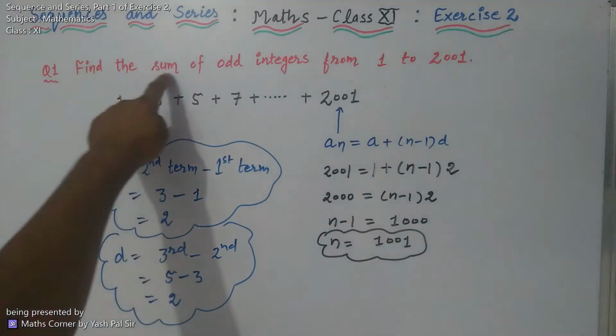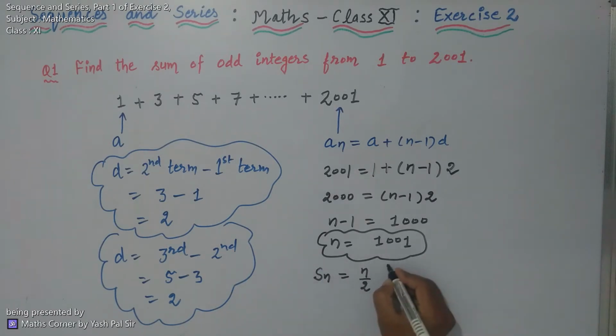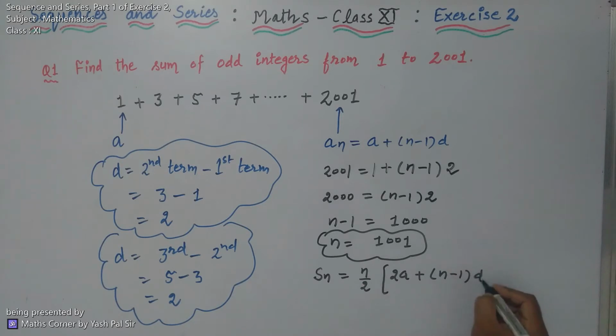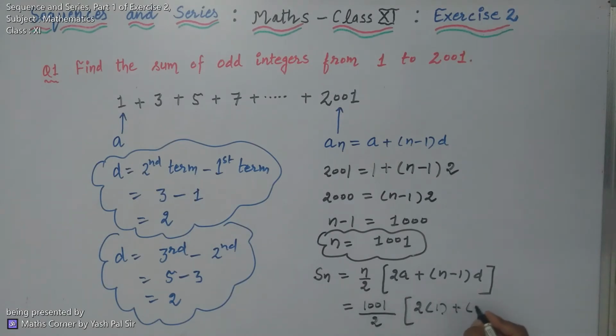But our question is to find the sum of odd integers. So we write the rule Sn is equal to n by 2 into 2a plus n minus 1 into d, right? So n we have obtained is equal to 1001. Divide 2 into 2 into a is 1 plus n minus 1, n is 1001 minus 1, and d is equal to 2, right?